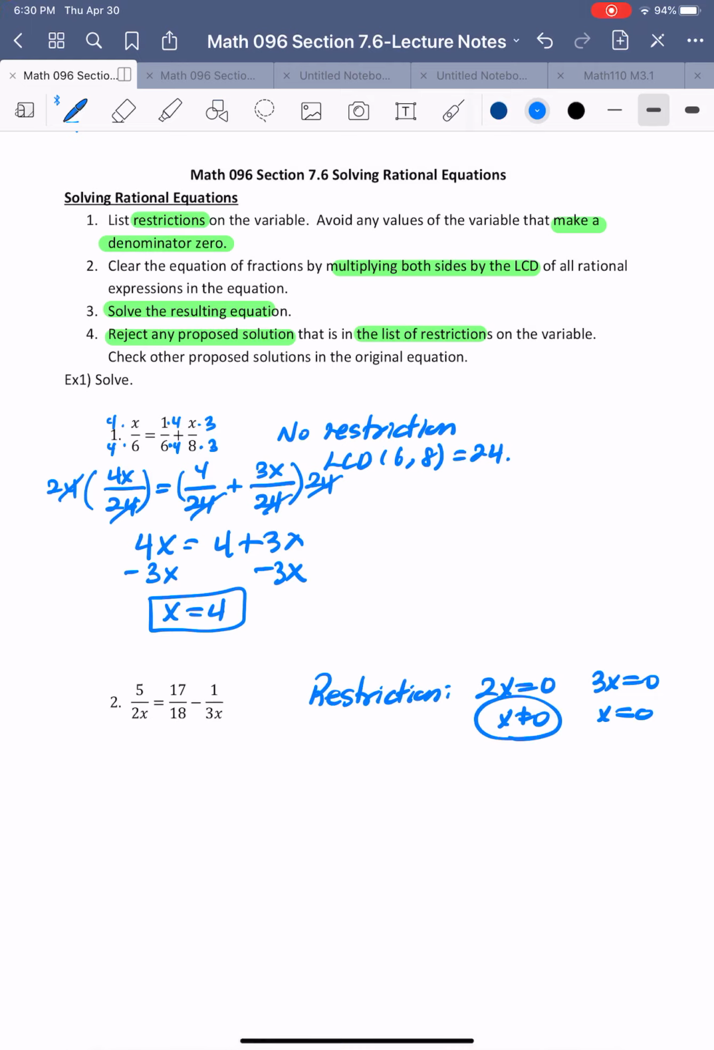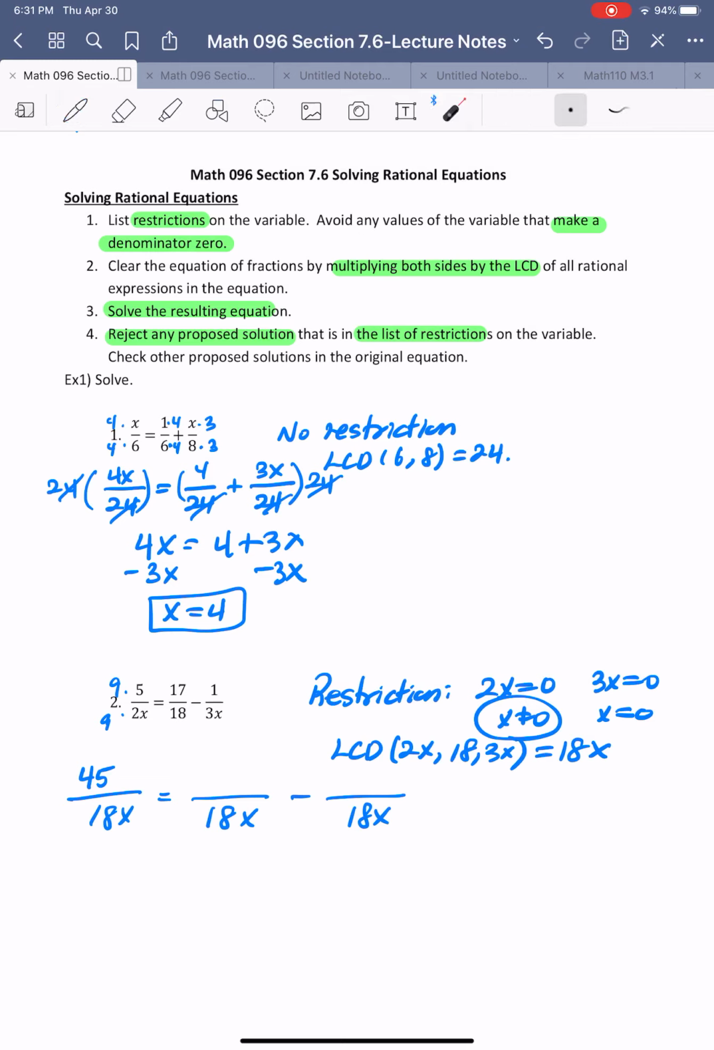Alright, so the LCD. The LCD of 2x, 18, and 3x, I want to say is 18x. So I put down 18x. Now compare: 2x goes into 18x 9 times, so I get 45. 18 goes into 18x x times, so that is 17x. And 3x goes into 18x 6 times. So 6. Now you multiply by 18x on both sides.